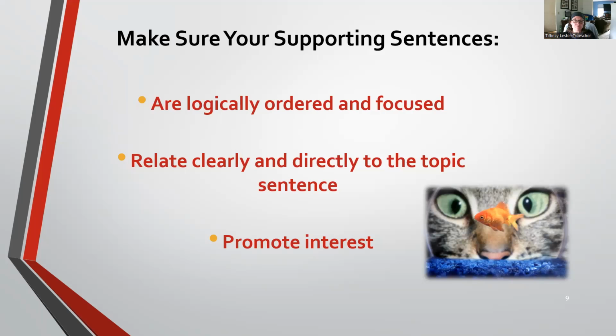You want to make sure that those supporting sentences are logically ordered and focused. So logically ordered meaning, okay, in my Chick-fil-A example, I had 3 reasons why I thought Chick-fil-A was such a great place to eat. Which reason do I want to talk about first? Which reason do I want to talk about second? Which one do I want to talk about third? There needs to be a reason why I'm discussing them in a certain order. And we're going to talk about, in a later lesson, ways that you can think about how to order your main ideas.